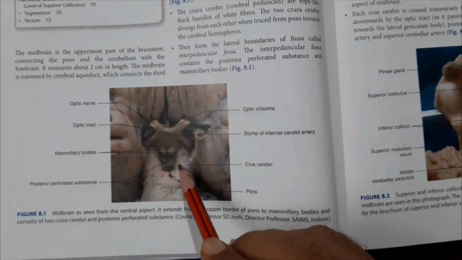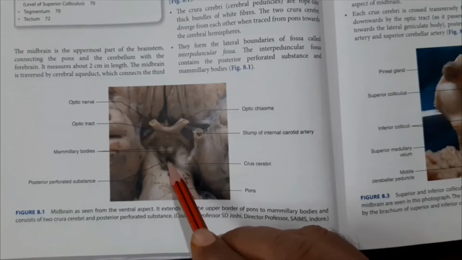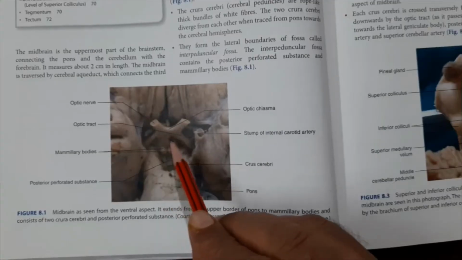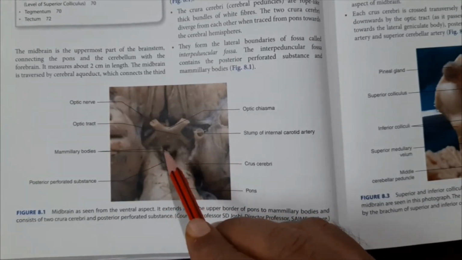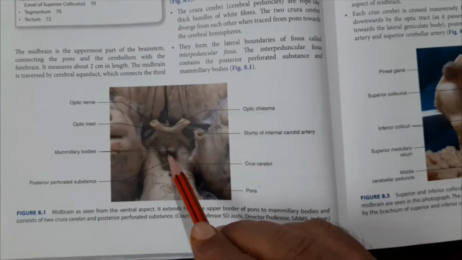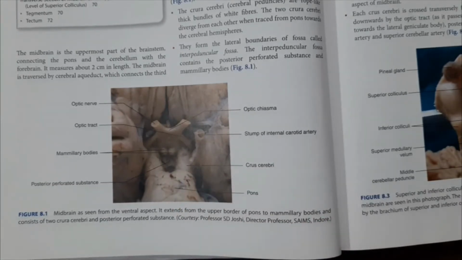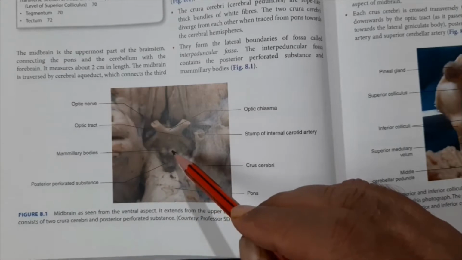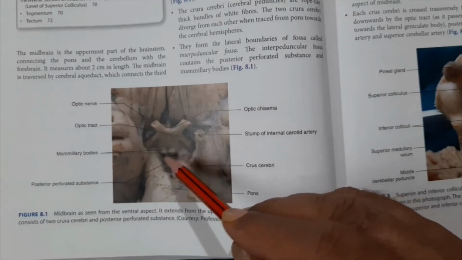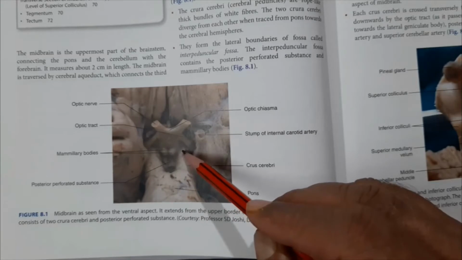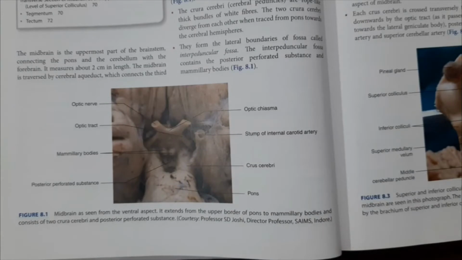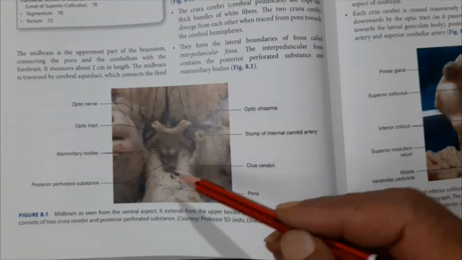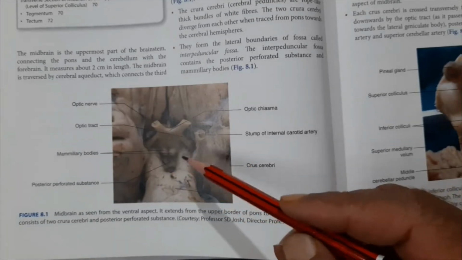Now, in between the 2 diverging crus cerebri is the interpeduncular fossa, which is also bounded by the optic chiasma above and the optic tract on the side. In this interpeduncular fossa, you can see the mammillary bodies and the posterior perforated substance. The mammillary body is not part of the midbrain; it is part of the hypothalamus. So this 2 centimeter long part of the crus cerebri is seen on the ventral aspect. As I said, these are also called the cerebral peduncle.